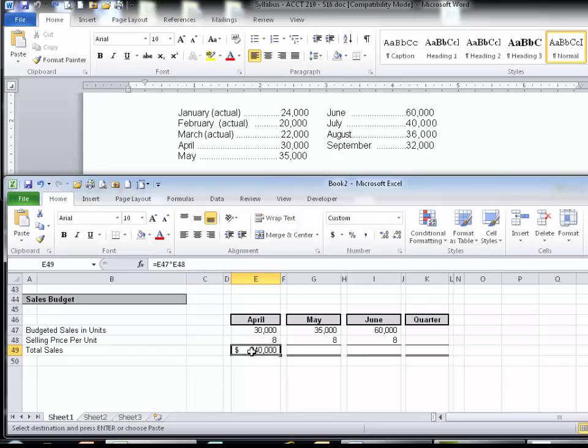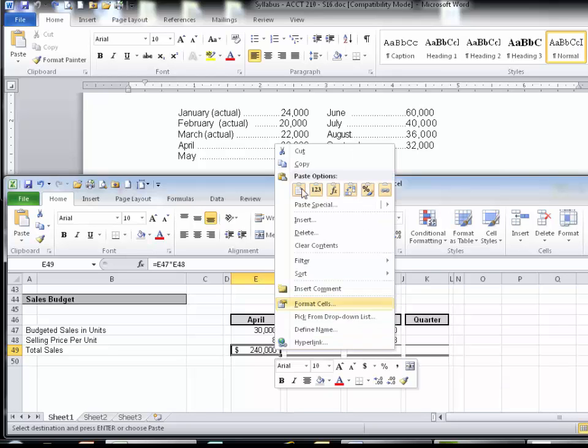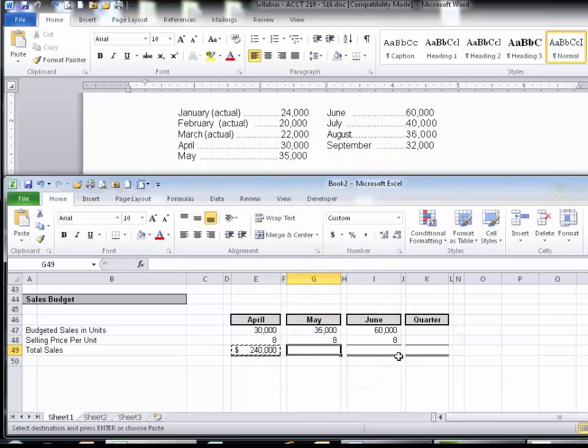So you see that I multiplied 30,000 times 8. I didn't just hard input that number, and the system is doing it for me. I'm going to copy that formula across because I'm going to do the same thing for all of my columns.